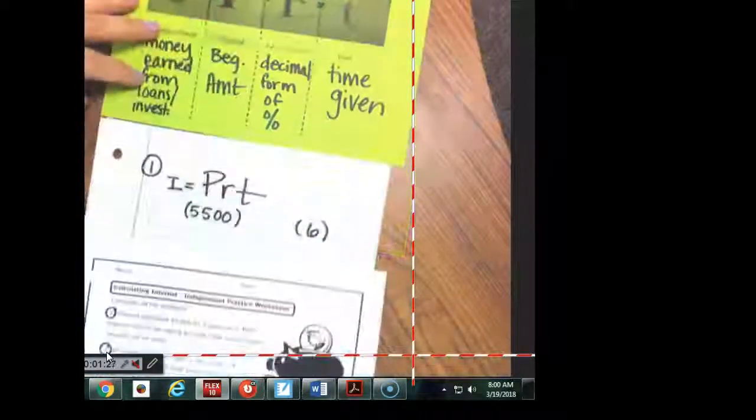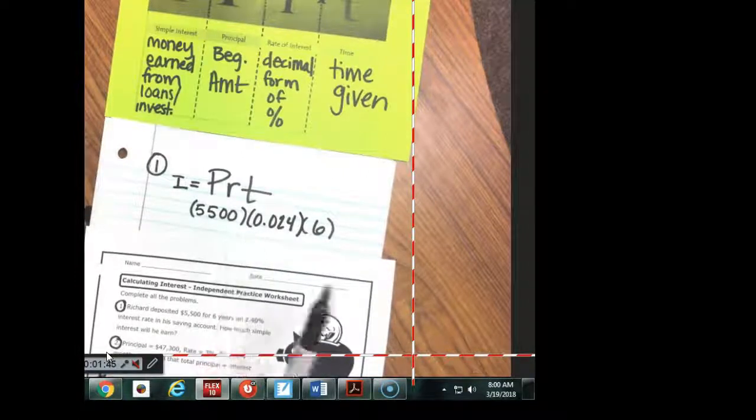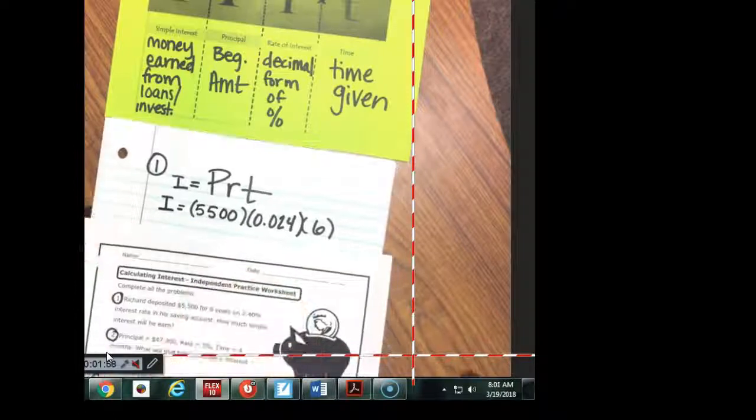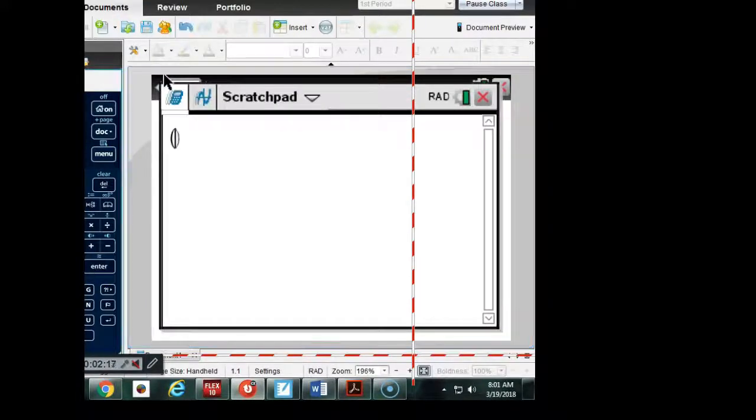So the answer is 0.024, so that's going to go in the middle. And you need to enter that in exactly as it is on the calculator. So grab your calculator and use your parentheses, and that's going to give us the interest rate. Go ahead and do that now, and then let's check and make sure you got the correct answer.